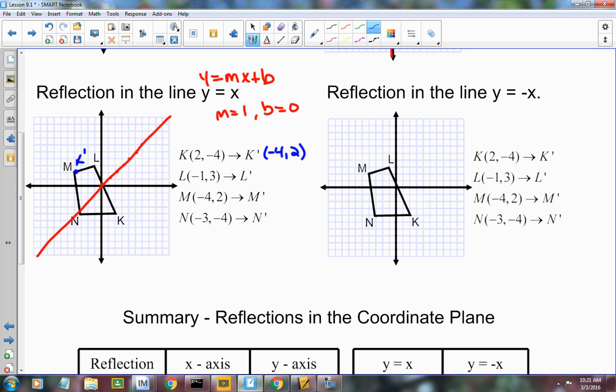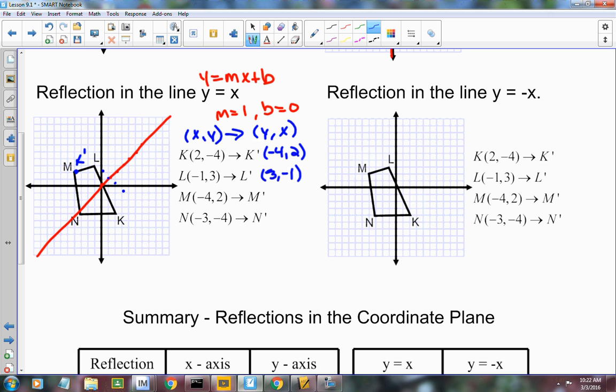If we look at L, again, we have to go diagonal. So 1, 2, and then we go 1, 2 on the opposite side. So those coordinates are 3, negative 1. What does it look like is happening? The coordinates are flipping, right? You take your x and your y coordinate, and when you map it, they switch places.